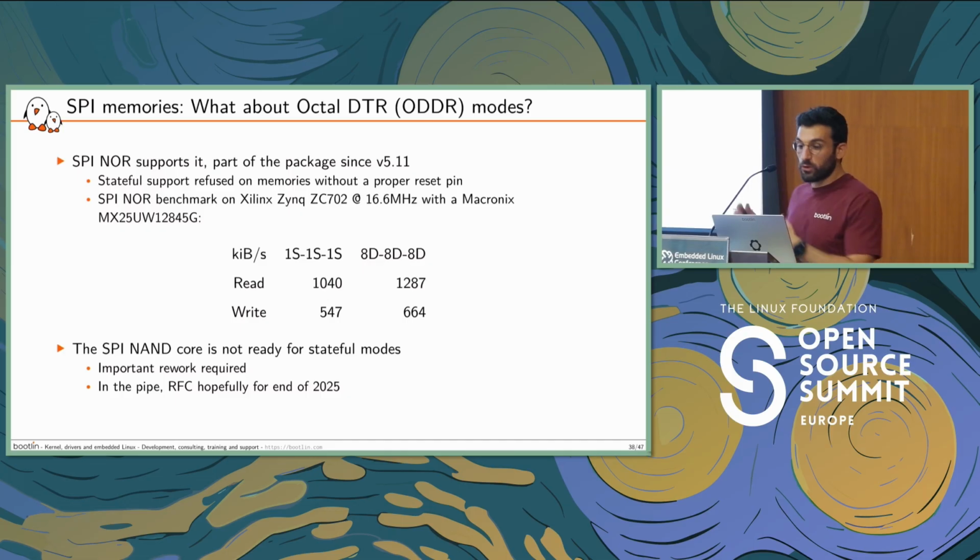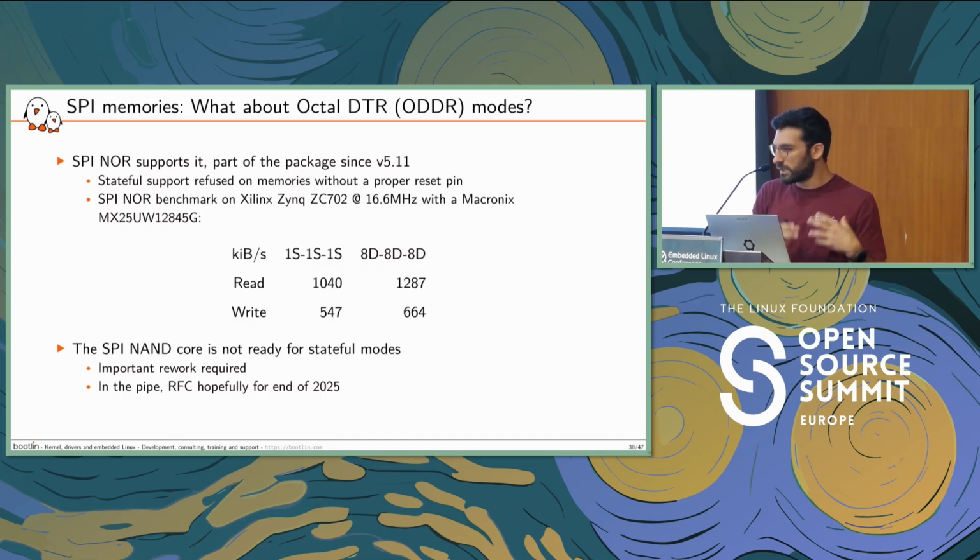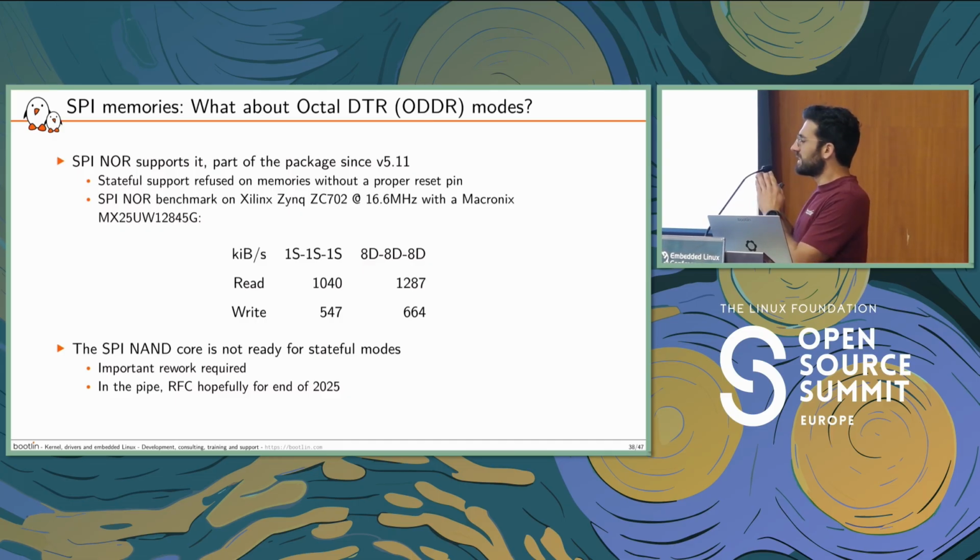So here is a SPI NOR benchmark when we improved the data parallelism on the SPI controller. The result here is with the SPI NOR, so the gain is not as high as we might expect due to the fact that there are big wait states on SPI NORs. The SPI NAND core is not yet ready for stateful modes. It's a very interesting feature, but there is a bit of work to do as well. It's been expected that every command would be sent on only a single line so far. It's clearly something that I want to work on.